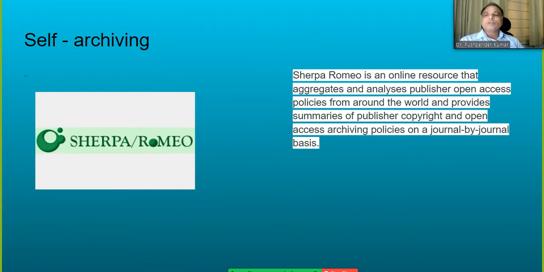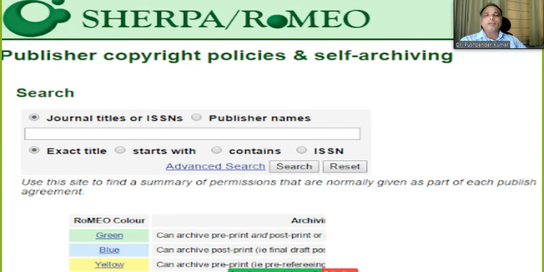What you need to do is put the name of that journal in the Sherpa Romeo website. This is the Sherpa Romeo website, you can see. When you open it, you need to register yourself. Once you register, this page will come. Here you need to write the journal title or ISSN number of that journal or publisher name. When you search, it will give you information.